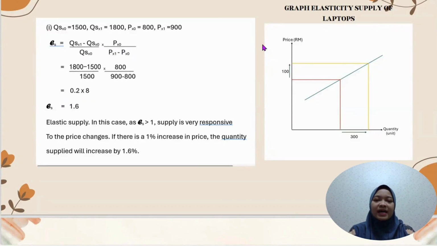On the right side is the graph of elasticity of supply of laptops. As you can see, the price increased by 100 ringgit and the quantity increased by 300 units. So in this case, it's called elastic supply. As the elasticity of supply is more than one, supply is very responsive to price changes. If there is a 1% increase in price, the quantity supplied will increase by 1.6%.